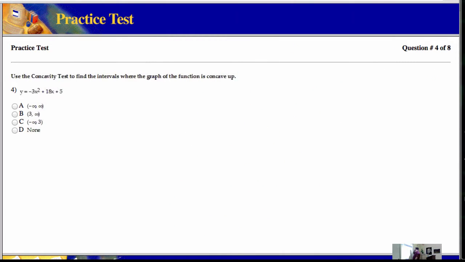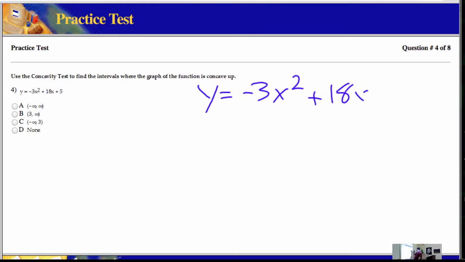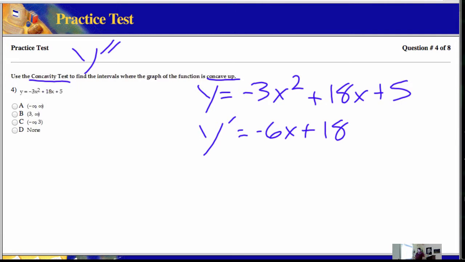All right, so now this one says use the concavity test to find the intervals of the graph where it's concave up. So I have y prime equals negative 3x squared plus 18x. Is it y or y prime? It's just y. Okay. So now concave up and concavity test means I need y double prime, right? Because it's the second derivative test. So y prime is negative 6x plus 18, right? Then y double prime is just negative 6.